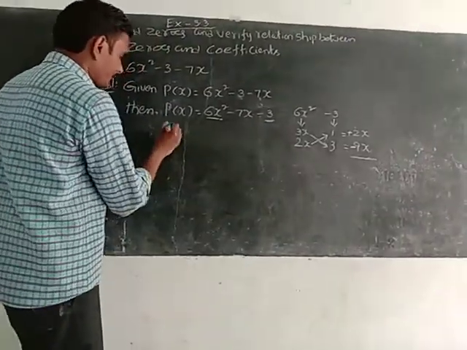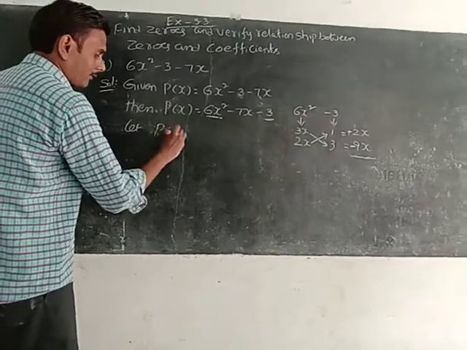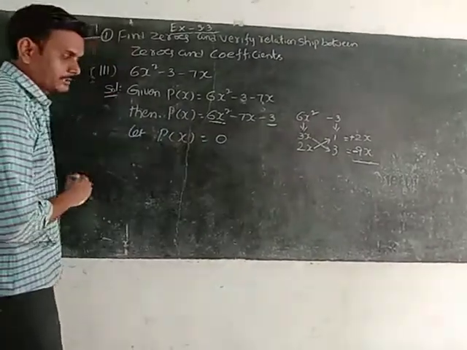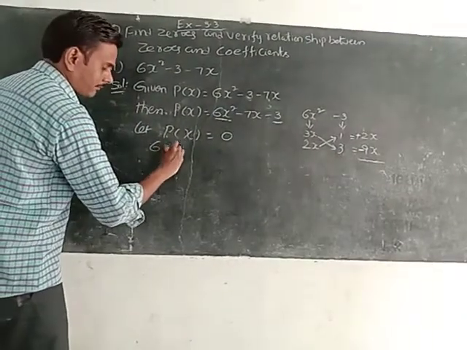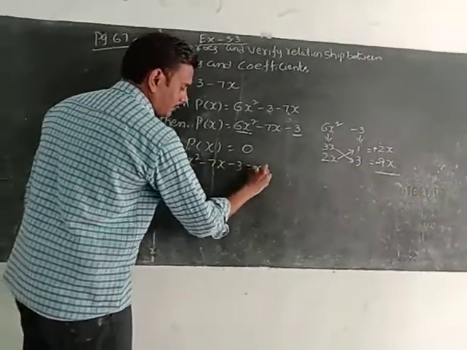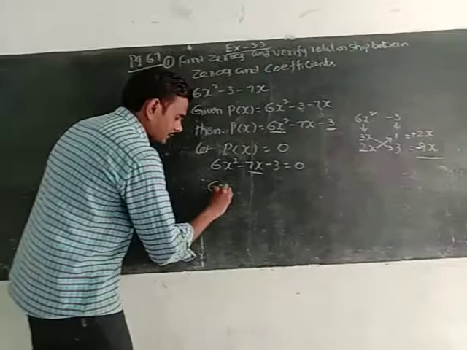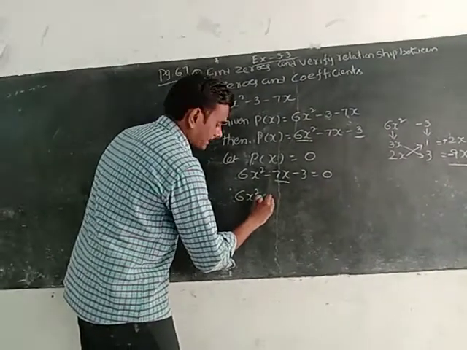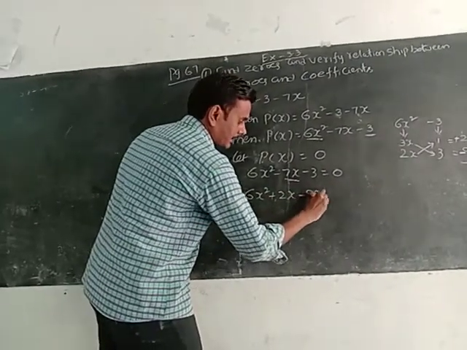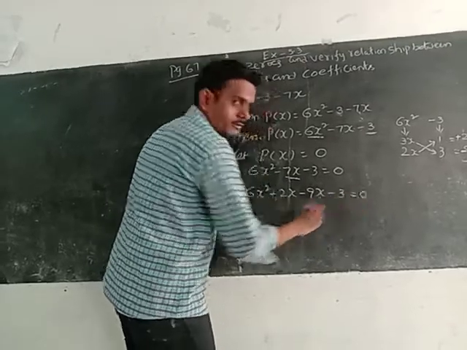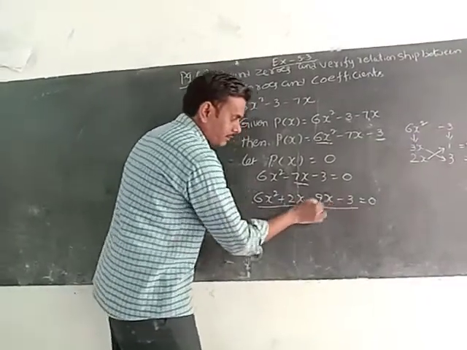That means let p of x equal to 0, because I want to find the zeros. 6x squared minus 7x minus 3 equal to 0. Okay, instead of 7x I will write these two: 6x squared plus 2x minus 9x minus 3 equal to 0. These two are one group, these two are another group.